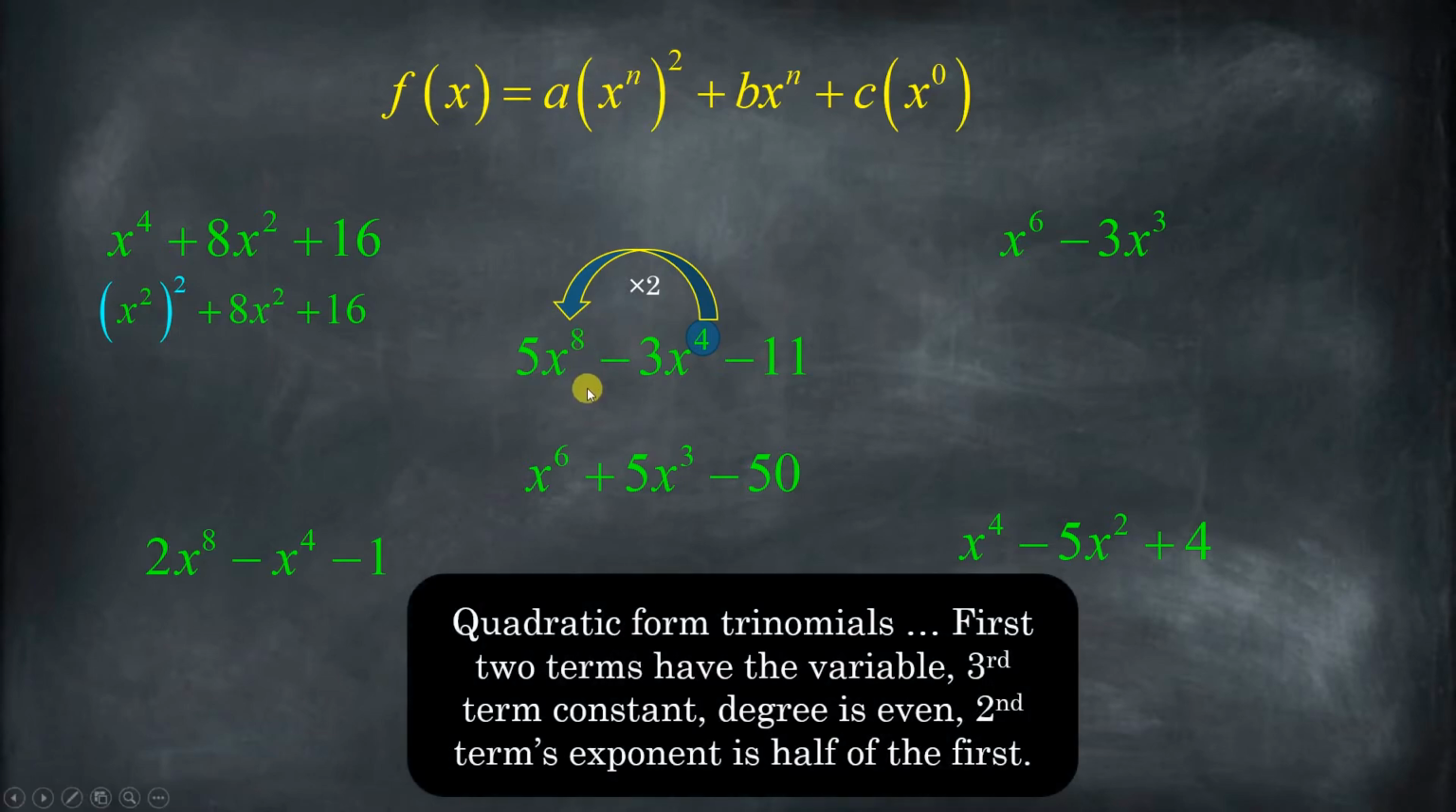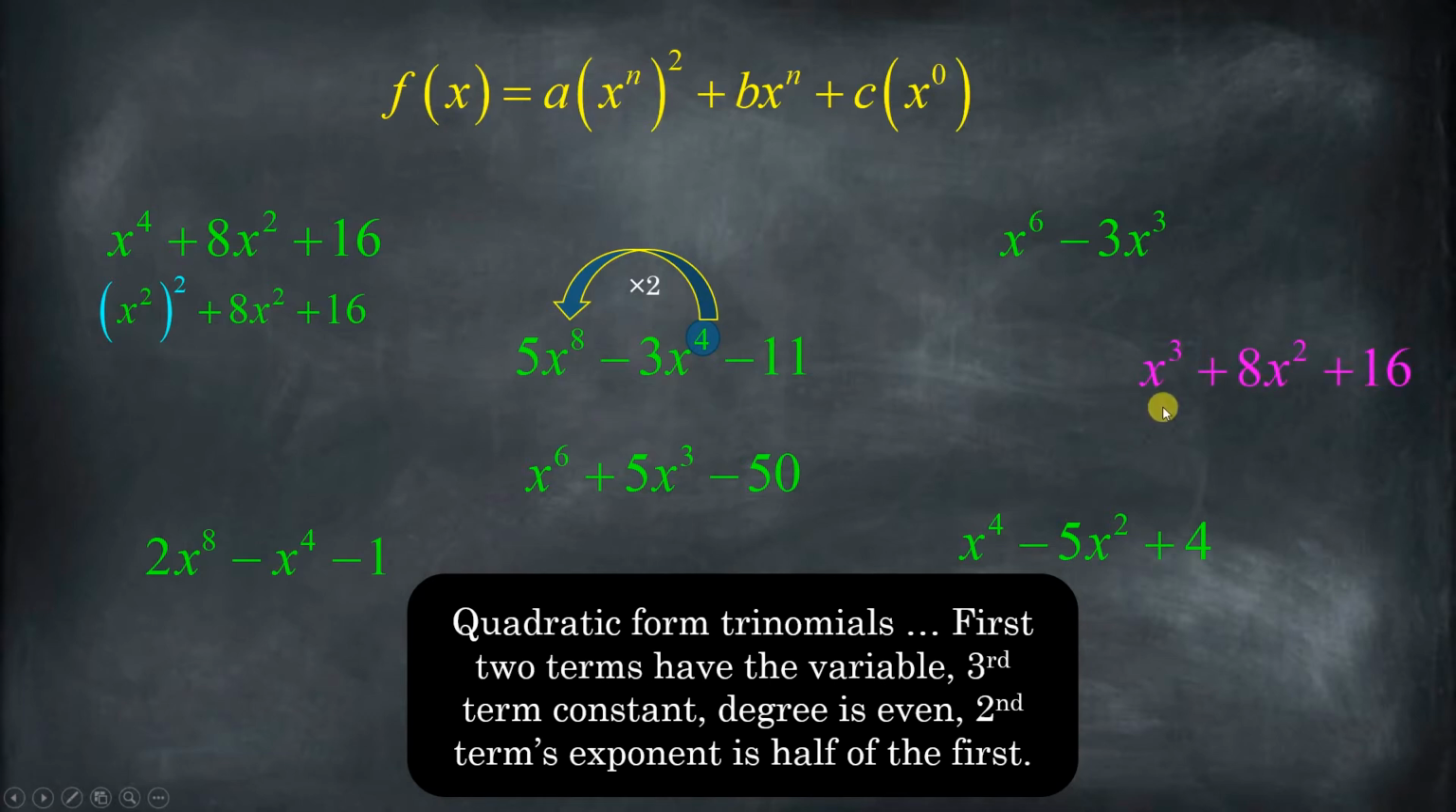So here's the deal. If you have a trinomial, that means it's got 3 terms, right? Single variable. If the third term is constant, the degree is even, and the degree is double the second exponent, you have a quadratic form trinomial. Now, the reason that the degree is going to be even is because whatever this second exponent is, when you square this, it's doubled. So any integer doubled is going to be even. So there you go.